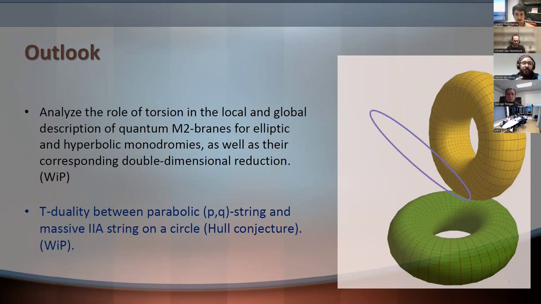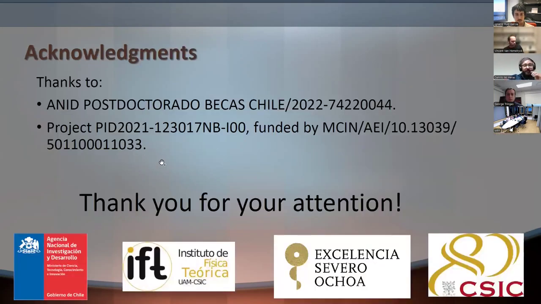And we would like to prove the conjecture of Chris Hull, who argued that T-duality between the parabolic PQ strings should lead to massive type 2A string on a circle. So we would just like to test if we can say something about that. Thank you very much for your attention.